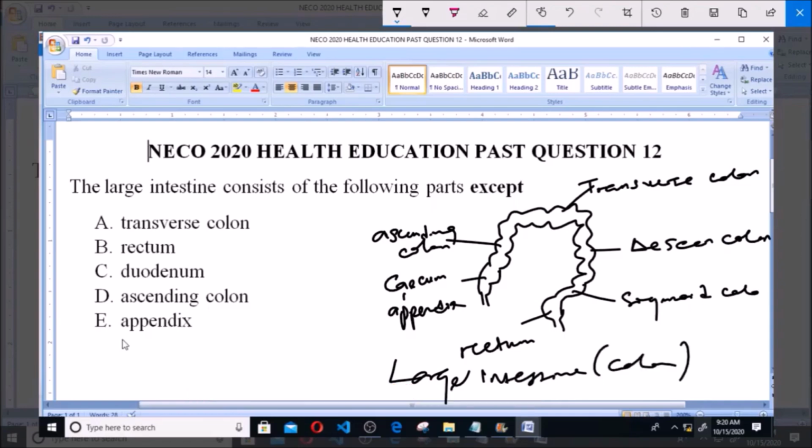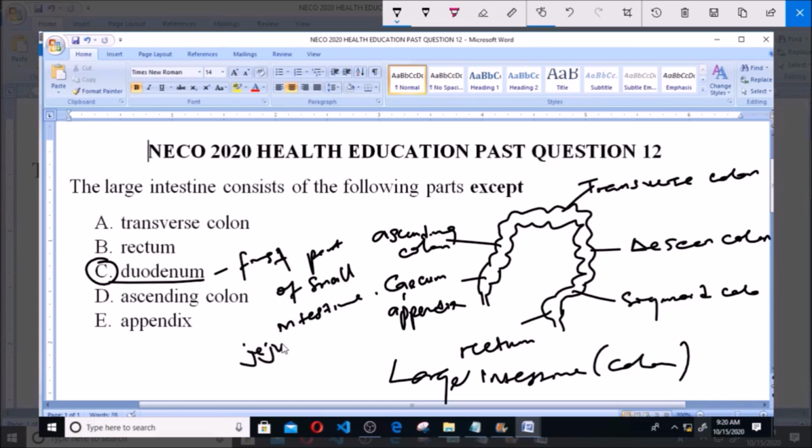Now, if you look at all these options, they are part of the large intestine, except option C, which is duodenum. Now, the duodenum is the first part of the small intestine. Other parts of the small intestine include the jejunum and the ileum. So duodenum is not part of the large intestine, and is the answer to this question.